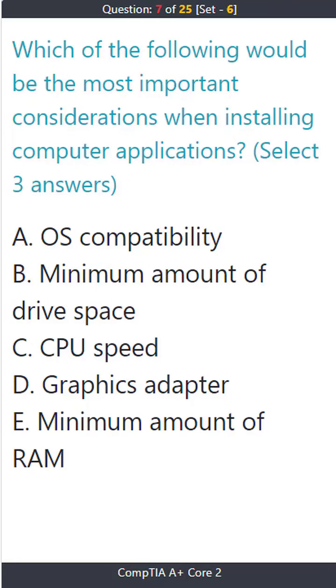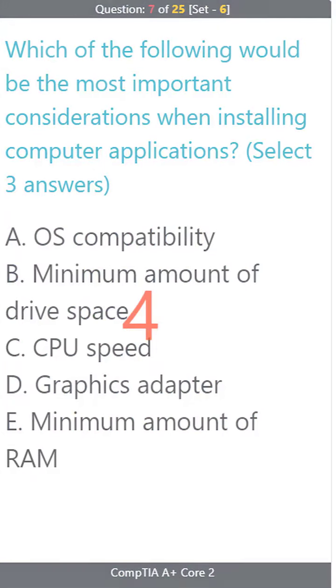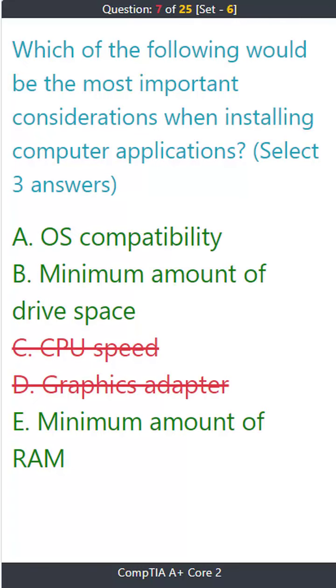Question 7. Which of the following would be the most important considerations when installing computer applications? Select 3 answers. A. OS compatibility. B. Minimum amount of drive space. C. CPU speed. D. Graphics adapter. E. Minimum amount of RAM. The correct answers are A. OS compatibility. B. Minimum amount of drive space. E. Minimum amount of RAM.